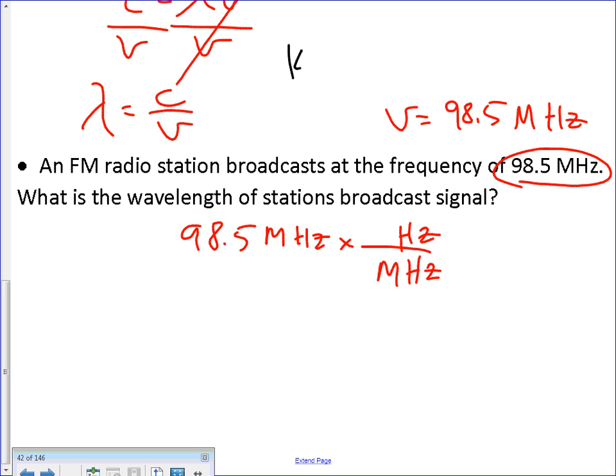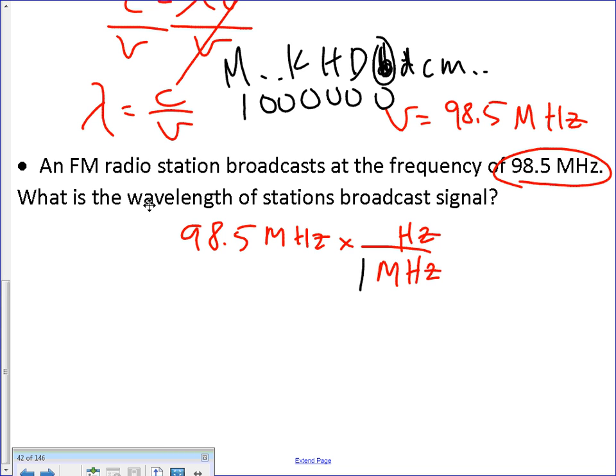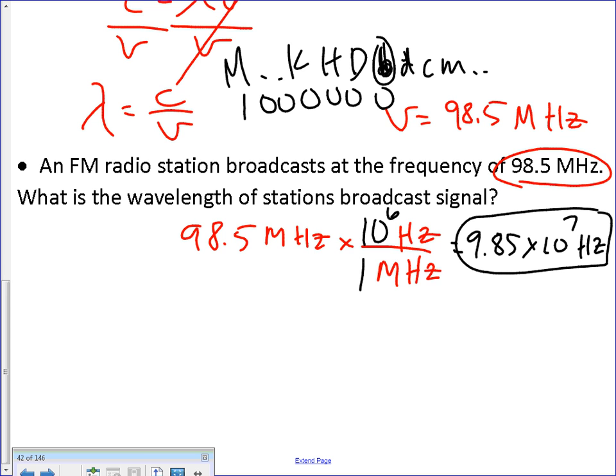You need to write out King Henry died by drinking chocolate milk. We need to go this way. Mega. Where do you think hertz lies on this number line? Base, so it's here. So the mega's over there. Mega is big, right? So 1 megahertz equals how many little hertz? 10 to the 6, right? 1, 2, 3, 4, 5, 6. 10 to the 6. So we're going to have a ton of hertz. So this is 9.85 times 10 to the 7th hertz, I think.